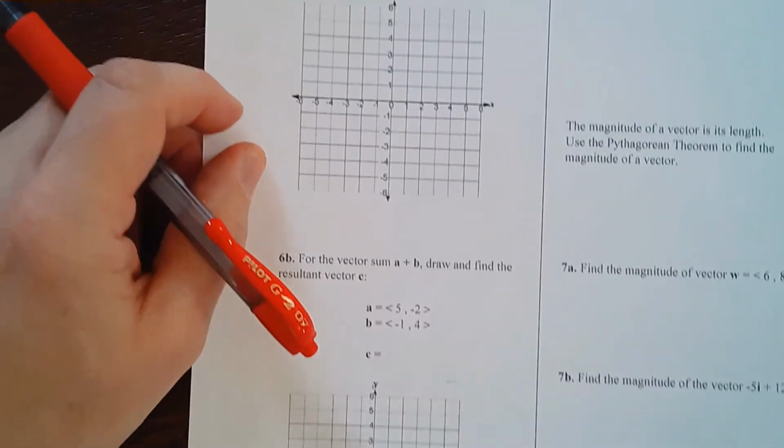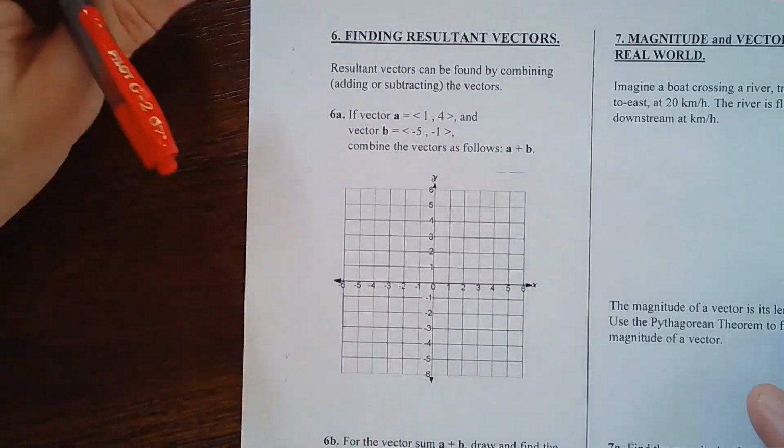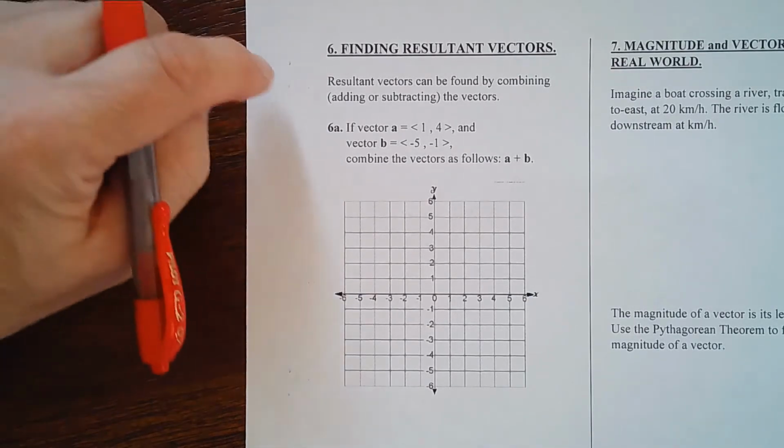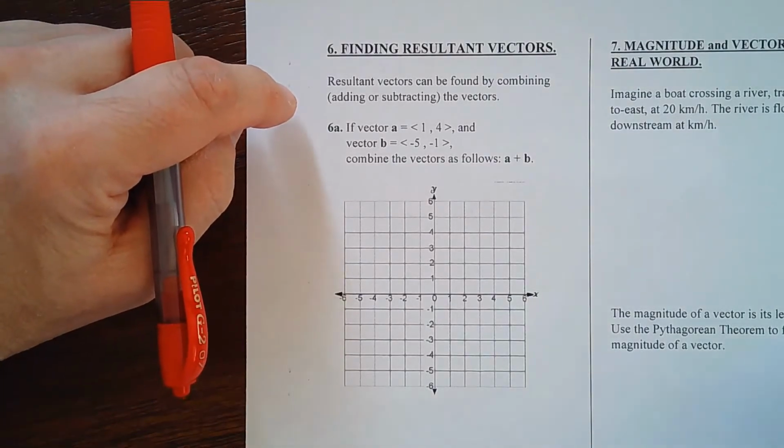Let's move on to page 3. Now, section 6 is called finding resultant vectors. We've learned how to draw resultant vectors. Now let's learn how to calculate them. Put all the pieces together that we've been doing here. This should make sense here.